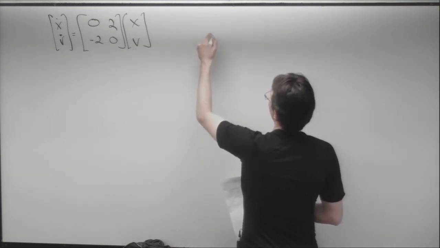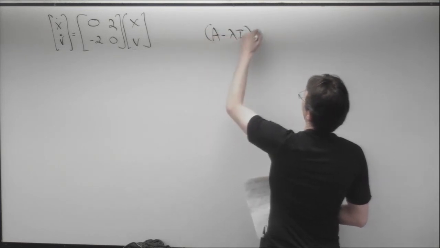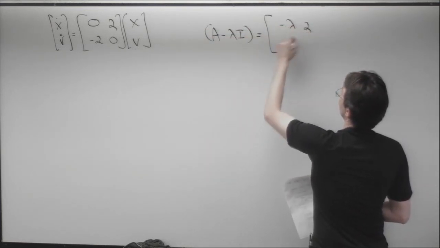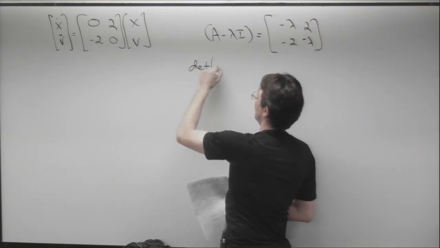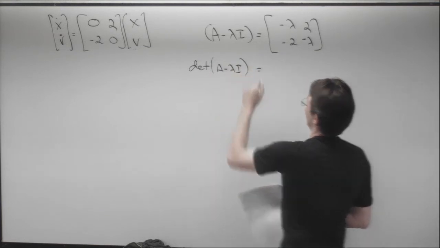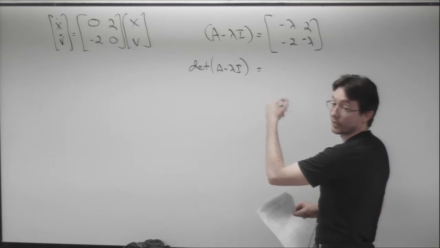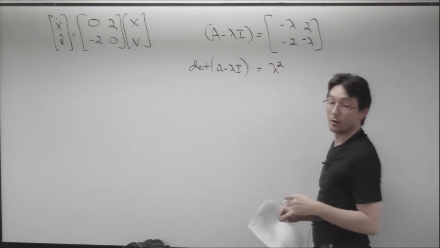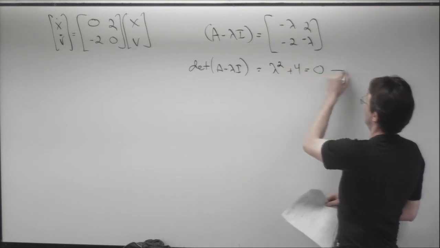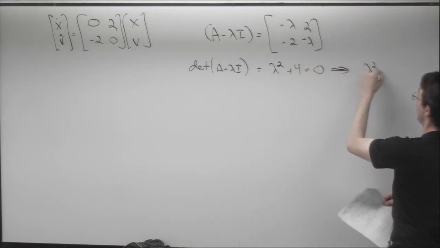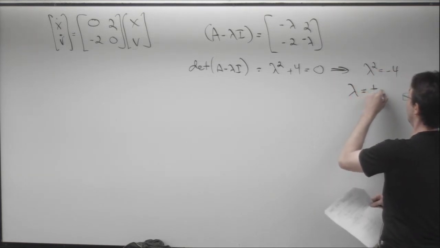Okay, so what are the eigenvalues of this system? A minus lambda I equals [-lambda, 2; -2, -lambda]. So the determinant of A minus lambda I is what? Lambda squared minus negative 4, which is plus 4. Okay, so that means lambda squared equals minus 4, and lambda equals plus or minus 2i.